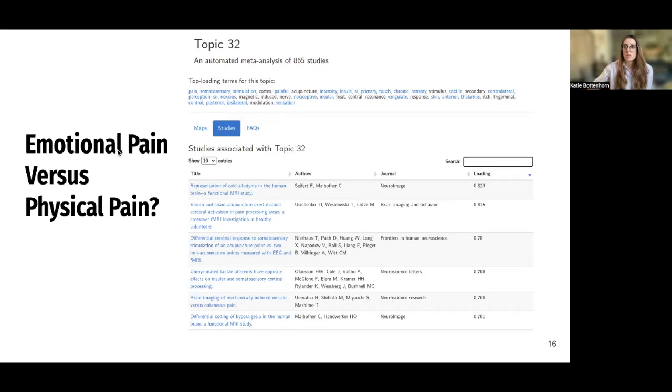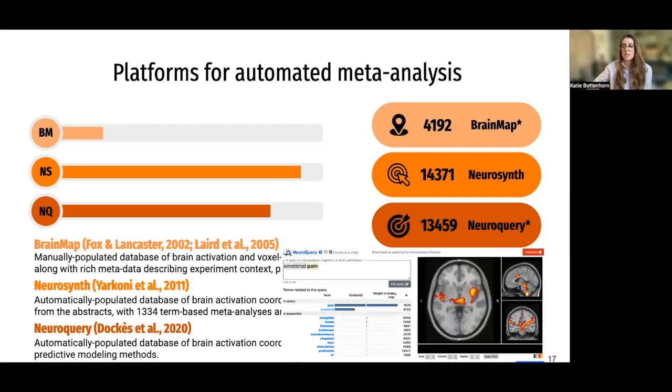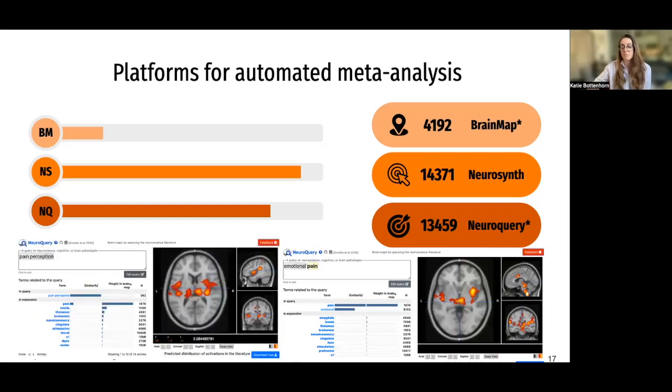But unfortunately, NeuroSynth cannot answer all meta-analytic questions. For example, if we wanted to look at the difference between emotional pain and physical pain, that is not a question NeuroSynth can answer because it requires a little bit more nuance than the bag of words approach that NeuroSynth uses to extract the terms for each paper. Which brings us to the most recent automated meta-analysis platform on the scene, which is NeuroQuery. NeuroQuery came about 10 years after NeuroSynth, and is another automatically populated database of brain coordinates and terms from the papers. It includes about 13,000 functional neuroimaging papers, and on top of all of that sits predictive modeling methods. So NeuroQuery can indeed show us the difference between emotional pain and physical pain.